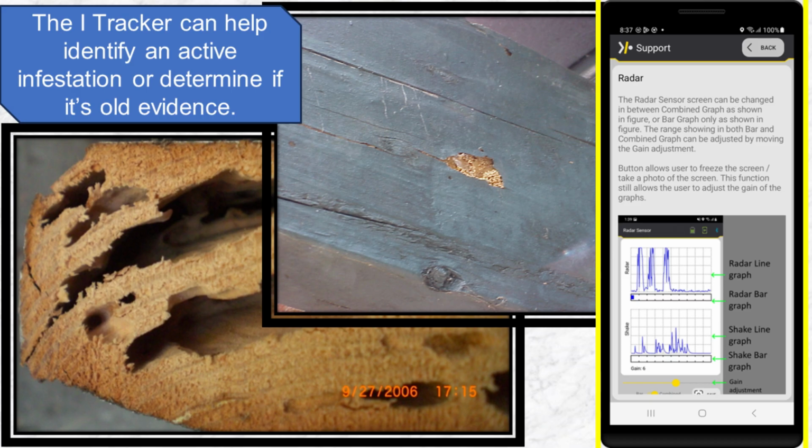The eye tracker can help identify an active infestation or determine if it's old evidence. This especially has helped me with drywood termites. When I see evidence of drywood termites, a kick-out hole, maybe an area that's been hollowed out, I know to put the eye tracker in the area, move it around, and look for activity on the radar. Without this type of technology, I would have no ability to know a lot of times if there's termites in an area that are still active or if it's old evidence.